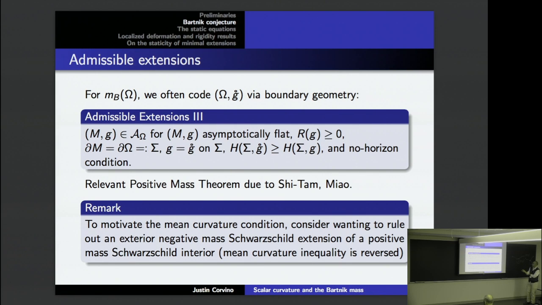And then you impose a mean curvature inequality on the interior versus the exterior mean curvature. So you want to make sure that the mean curvature measured from outside of this domain, the extended metric, is less than the mean curvature from the inside.